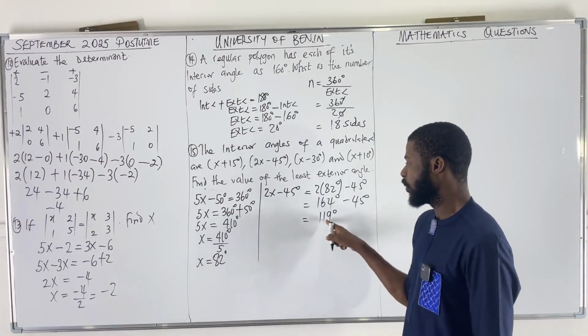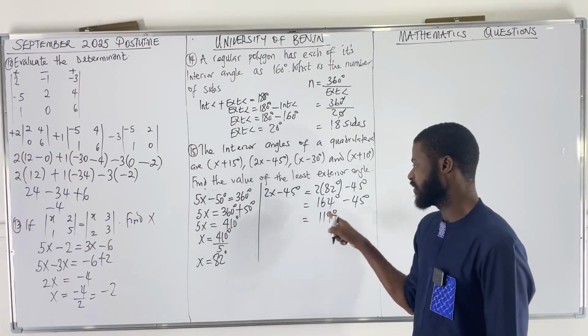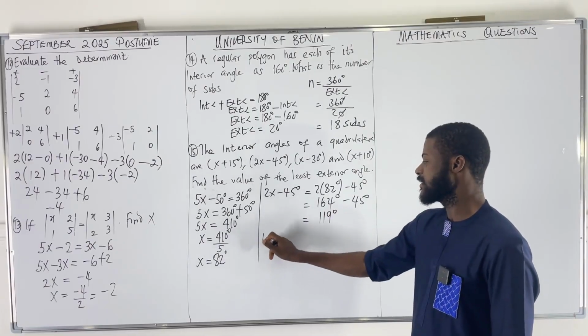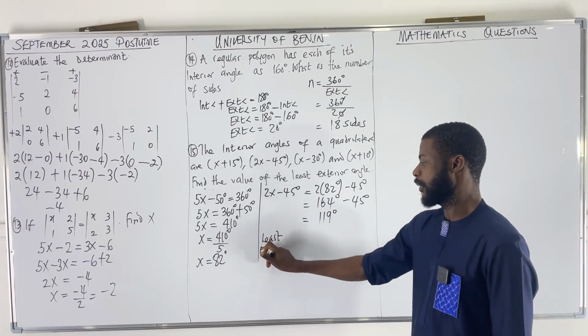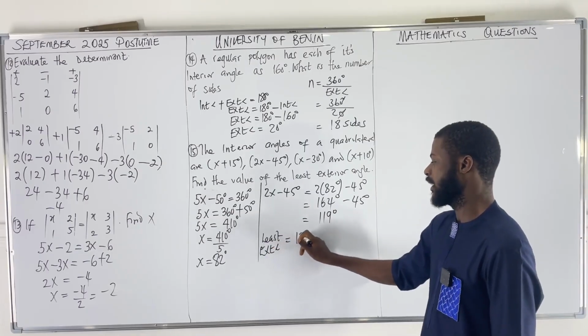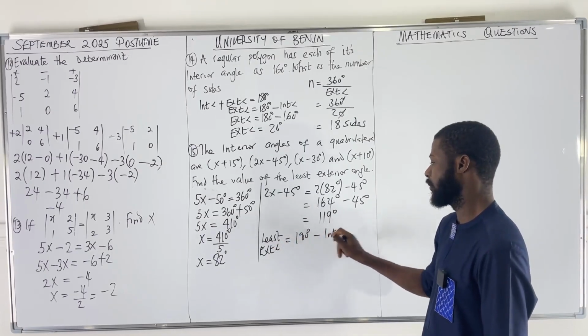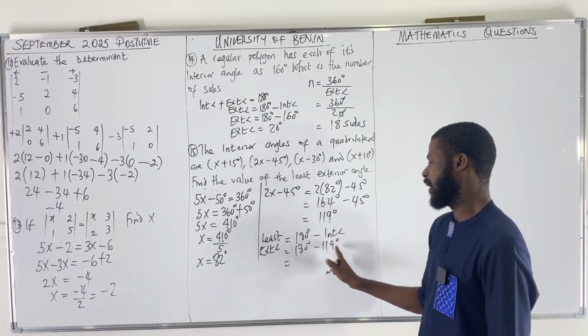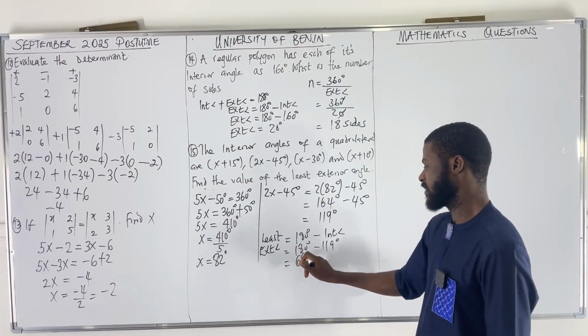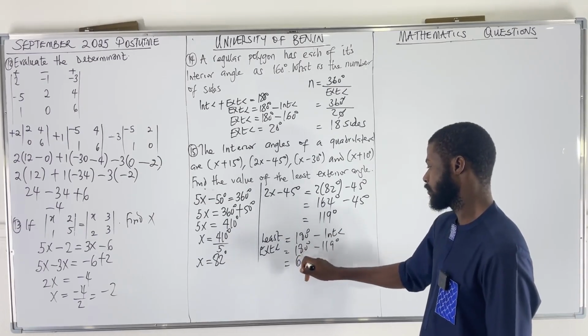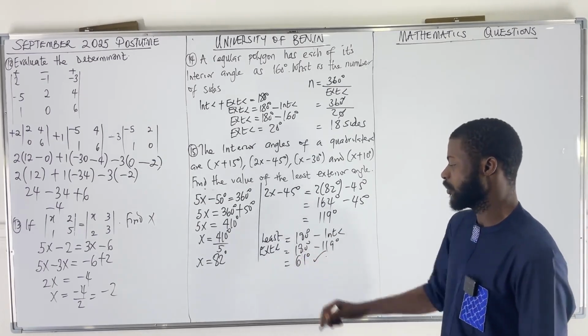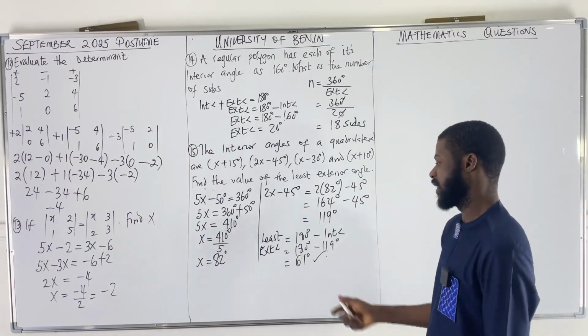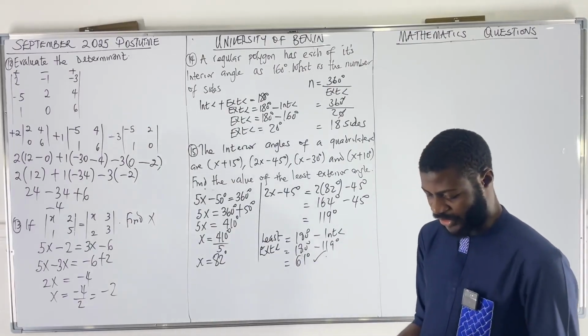Now, this is your greatest interior angle. Now, the least exterior angle is 180 minus the interior angle. So that's 180 minus 119, and 180 minus 119 should be 61 degrees. So that's your answer to the equation. Let's move on to the next one.